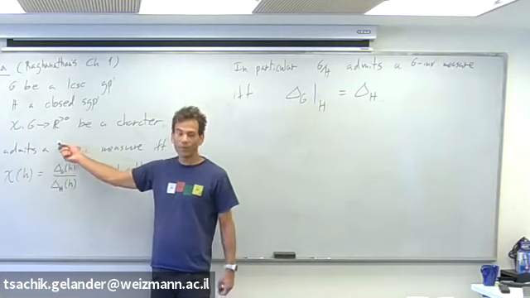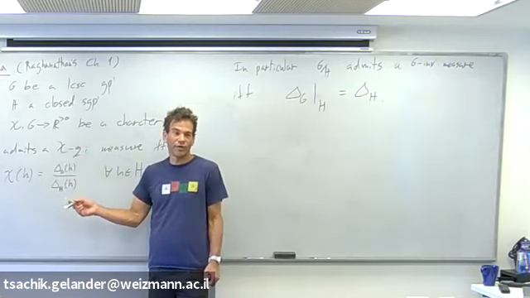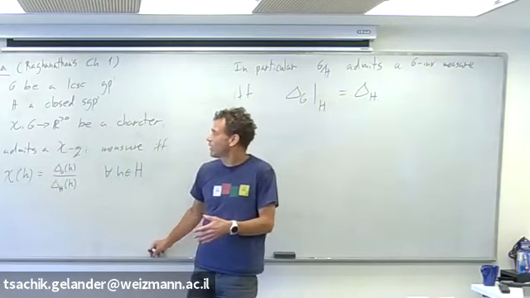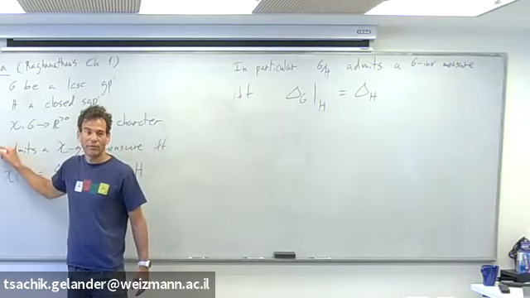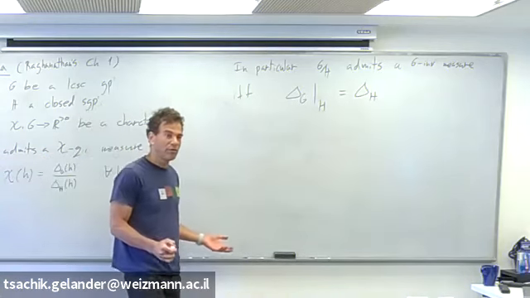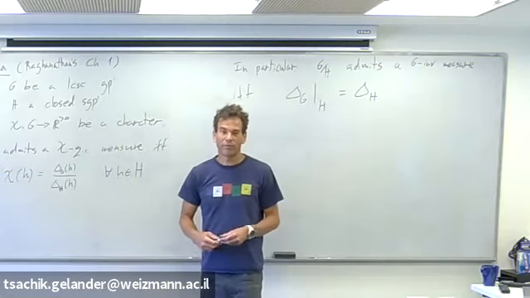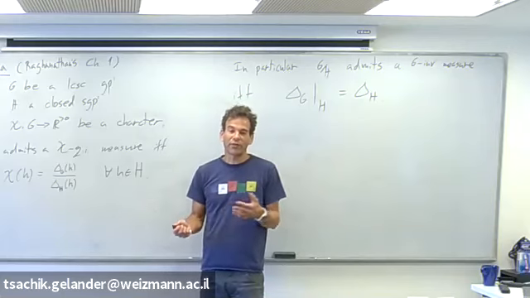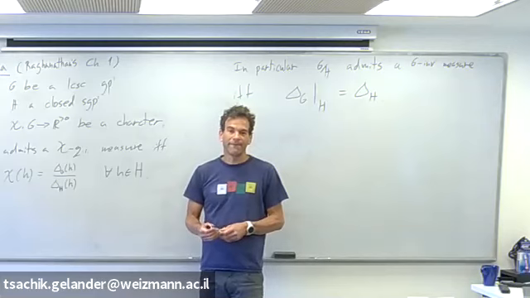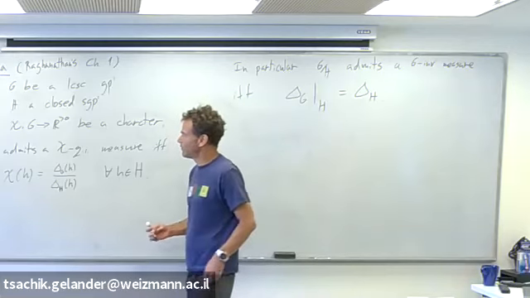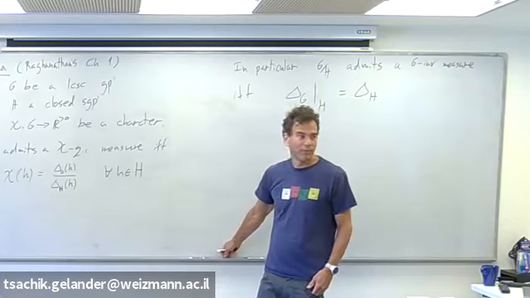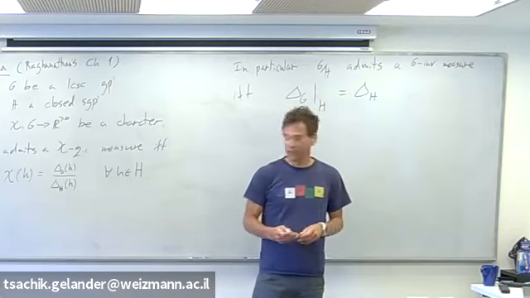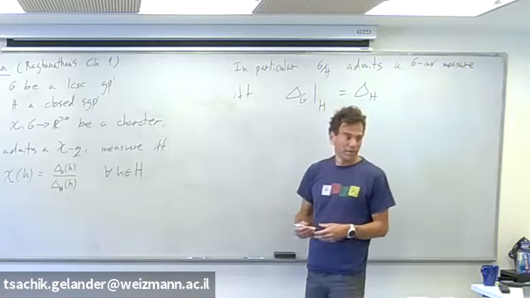For instance, if H is unimodular, then the character of H is trivial. Then you can take this chi to be the character of G. So if H is unimodular, then the homogeneous space always admits a quasi-invariant measure. In particular, if H is discrete, then you always have a quasi-invariant measure. So G mod gamma always admits a quasi-invariant measure and actually an invariant measure. Why does G mod gamma admit an invariant measure?